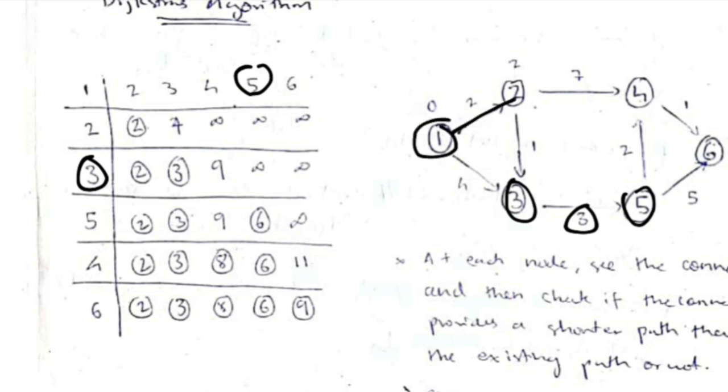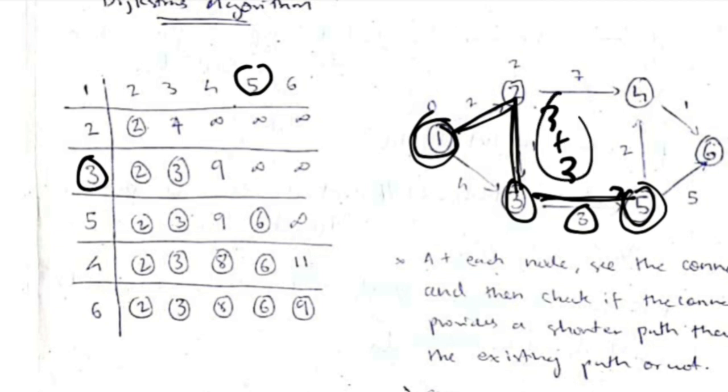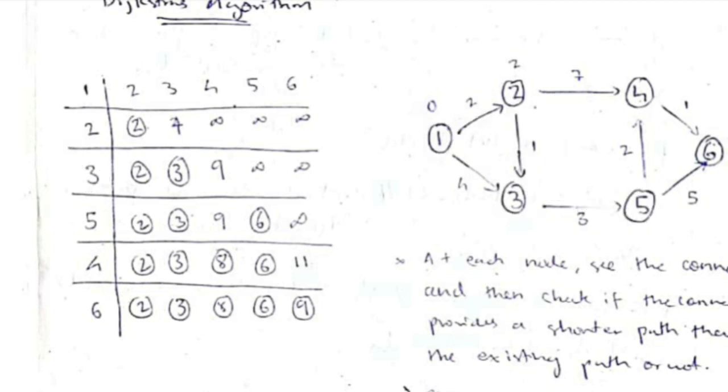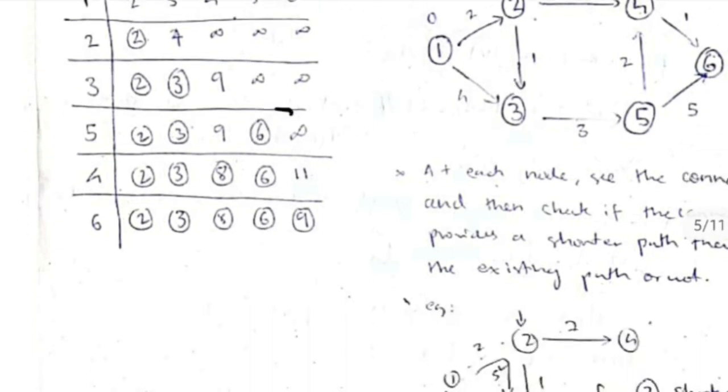From 1 the shortest path was this, which had the weight 3, and this is the path from 3. So from 1 to 5 I can pass through this shortest path. So 3 plus 3, which is 6. Okay, so I'll be writing here 6. From 3 to 5 this is the shortest path, and from here I have weight 3, so from 1 to 5 the shortest path will be of weight 6.